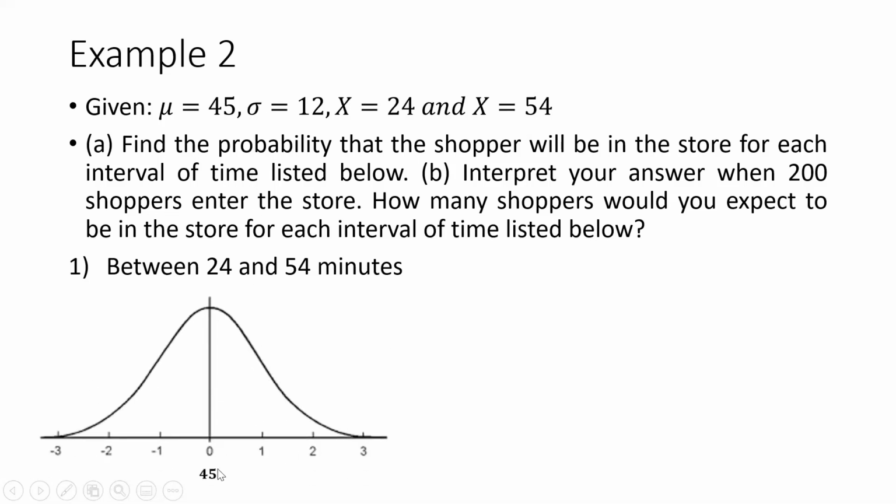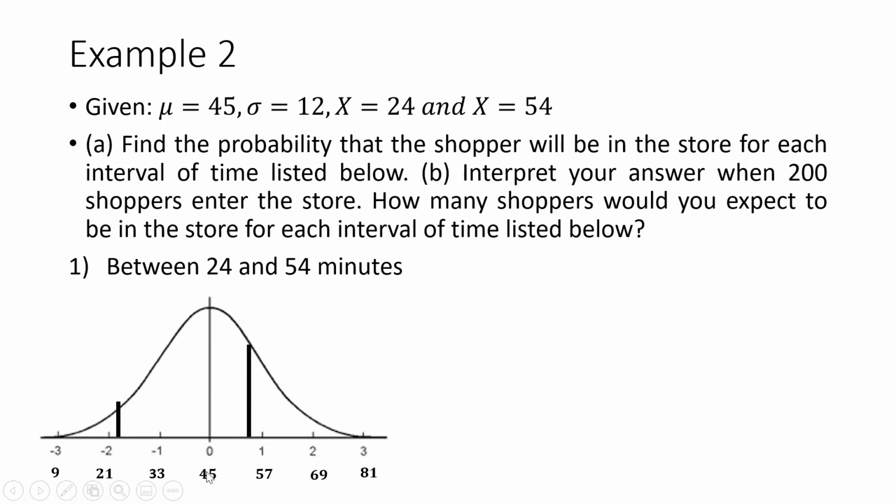The mean is 45. Going to the right, we're going to add 12, and going to the left, we're going to subtract 12. So 45 plus 12 is 57, plus 12, 69, plus 12 is 81. Going to the left, we're going to subtract 12. So 45 minus 12 is 33, minus 12, 21, minus 12 is 9. So the score of 24 is between 21 and 33, or that is between negative 2 and negative 1 in the z-score.